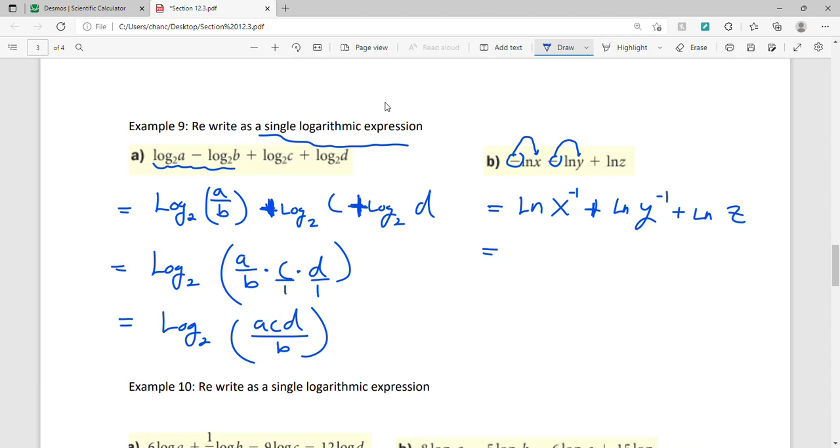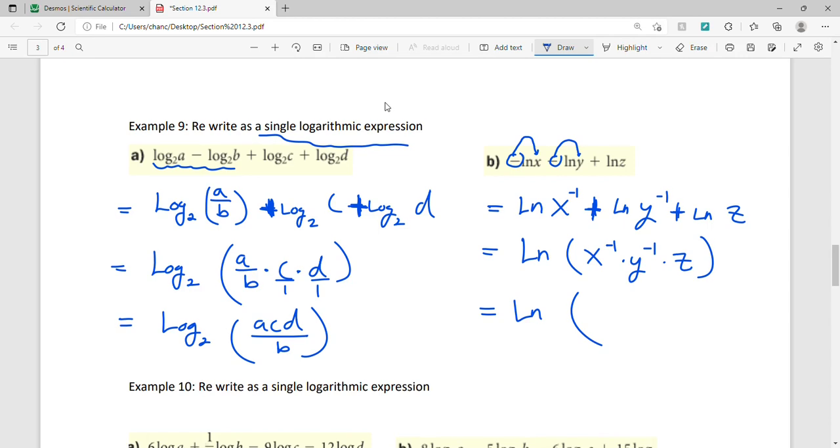I would have to use the quotient rule. But since all of these are positives, we could just use the product rule. And according to the product rule, it's the natural log of x to the negative 1 times y to the negative 1 times z. But we can't have negative exponents.